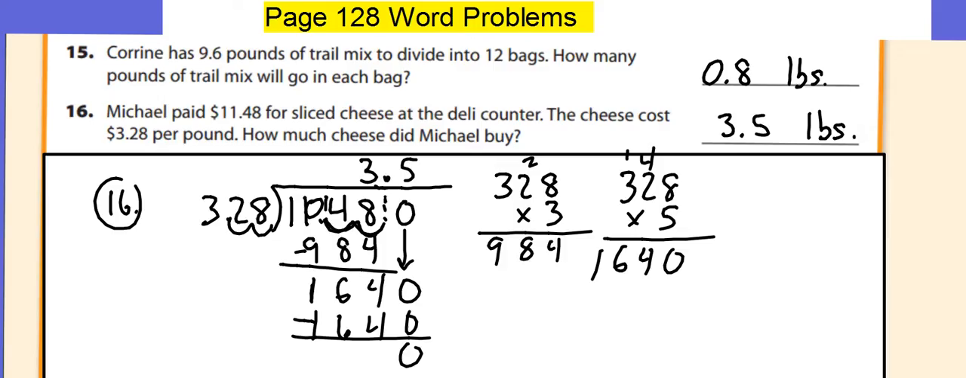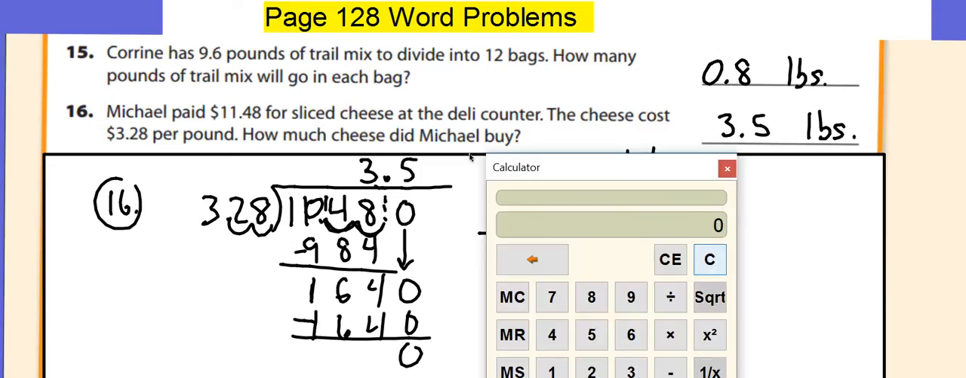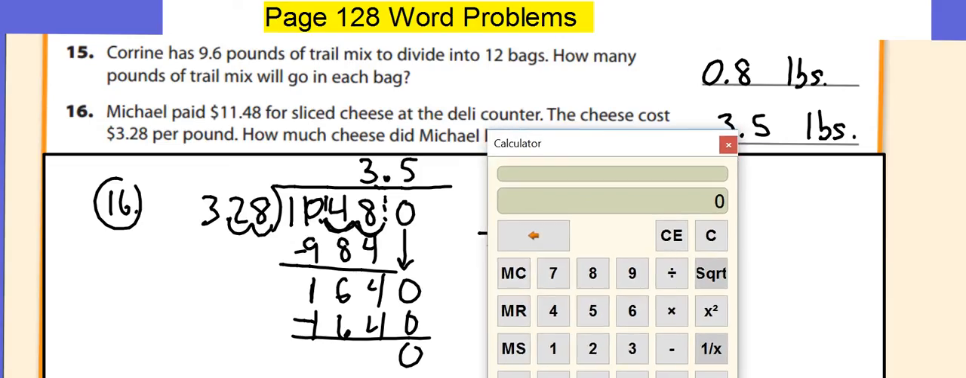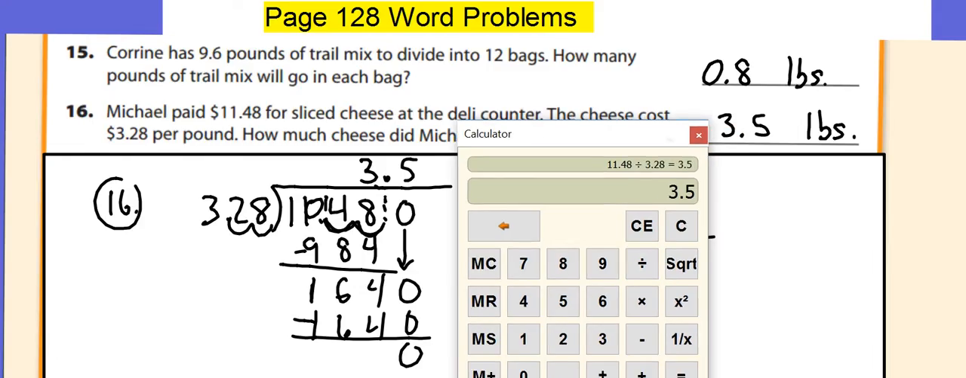And before I am comfortable moving on to my next question, I am going to check on a calculator. And you can check by division or you can check by multiplication. I'll just punch in $11.48 by $3.28 per pound, and you end up with 3.5 pounds. That is the correct answer.